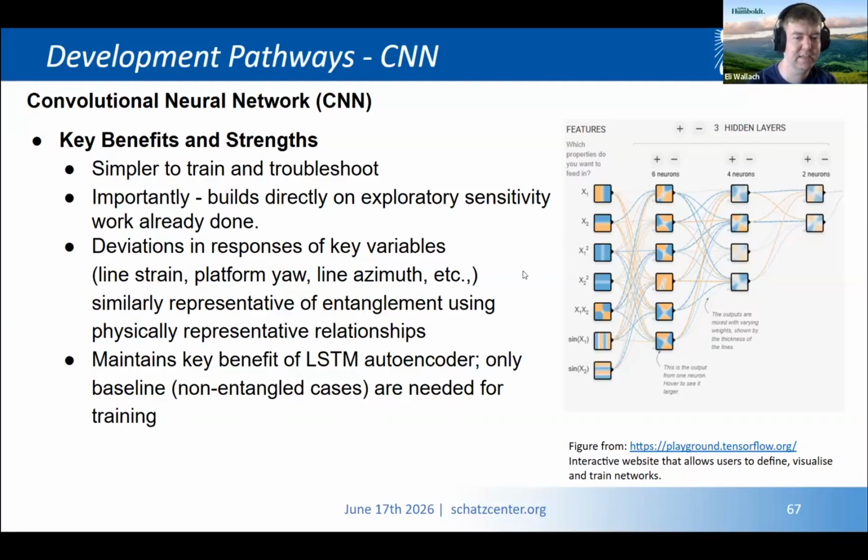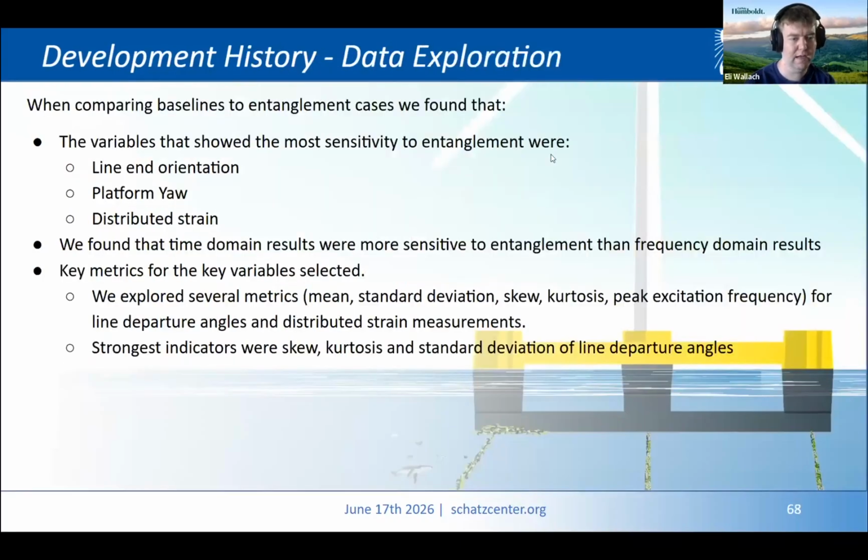So jumping to some of the analysis that we use to inform our decisions on how to configure the detection algorithm. As Maysam already presented, the most sensitive variables to entanglement were line end orientations, platform yaw, and line strains, particularly distributed line strain. We also found that time domain results were more sensitive than frequency domain results.